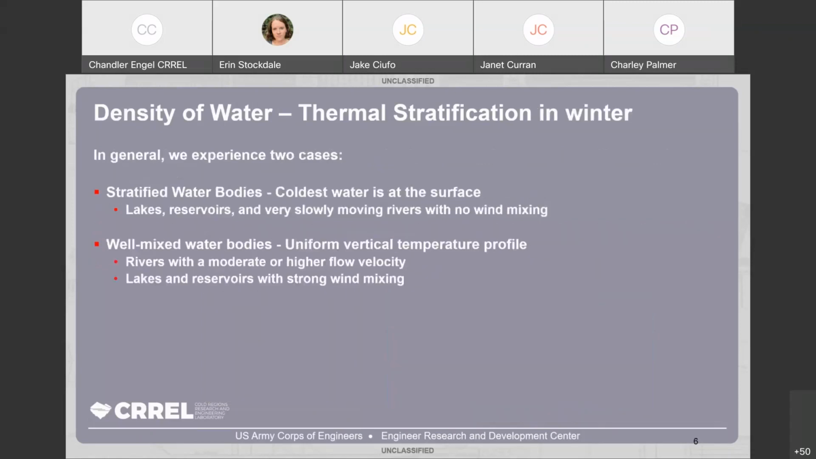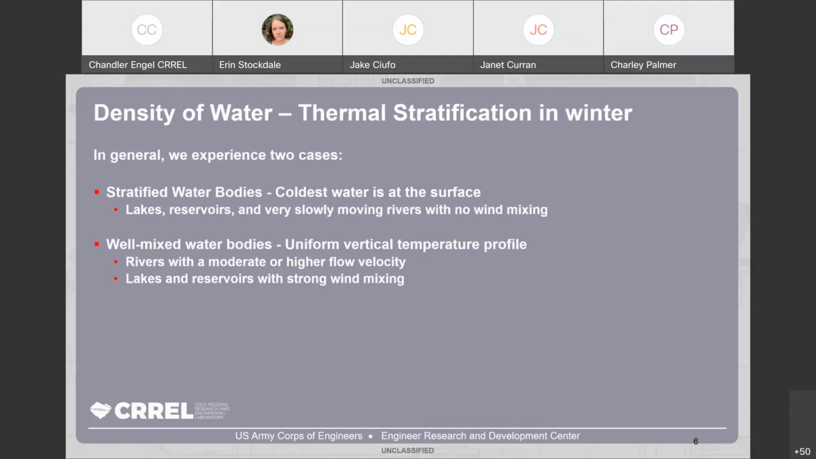In nature, we experience two typical ice formation cases, although these can be present along the same river or at the same location at different times, depending on the environmental conditions. The first is ice formation in thermally stratified water columns, like what we were just talking about. Ice will form on the surface at some point after the coldest water on the surface reaches the freezing point.